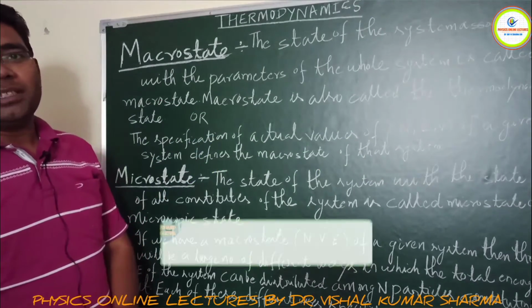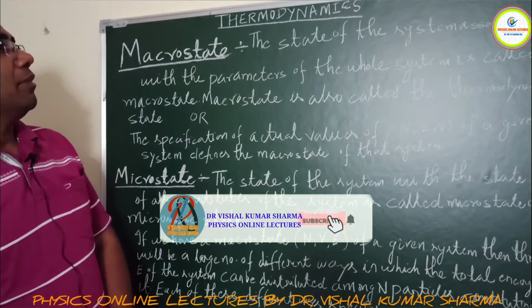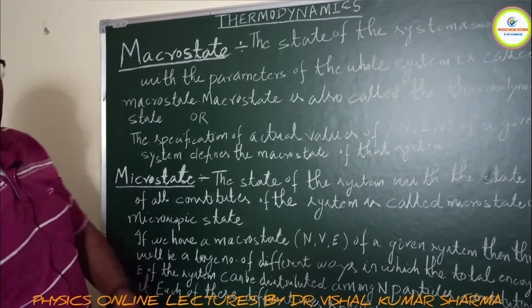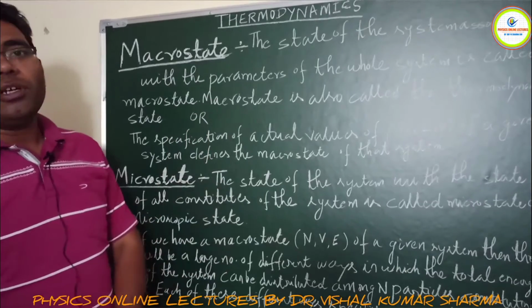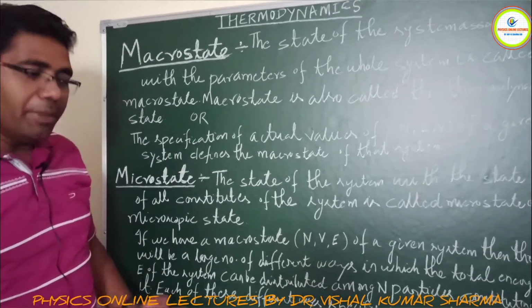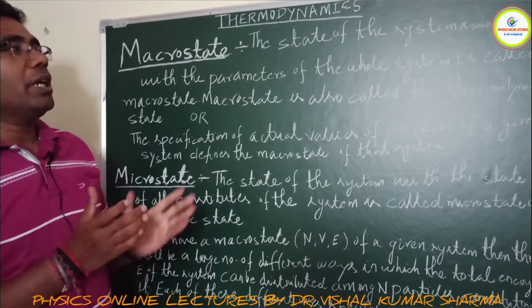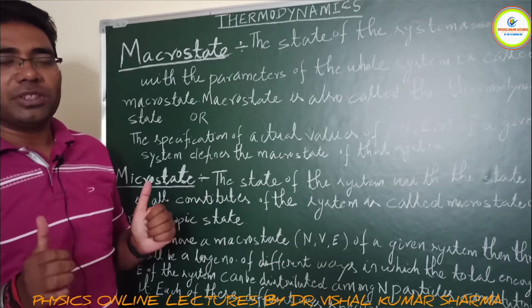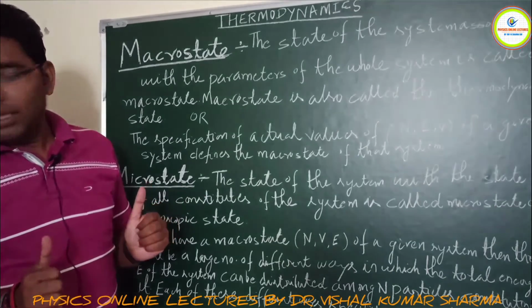So in the series of the thermodynamics lectures, we are going to discuss here macrostate and the microstate. So students, first of all, we have the definition of thermodynamics. According to the definition, thermodynamics is the branch of physics in which we deal only with the macroscopic state of the system that are related with the thermal motion.